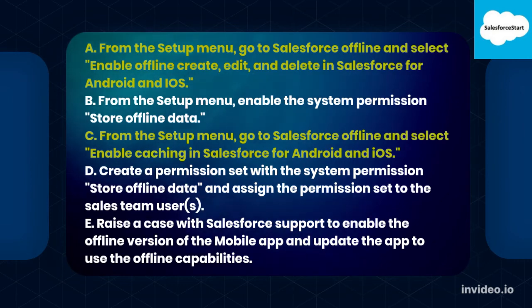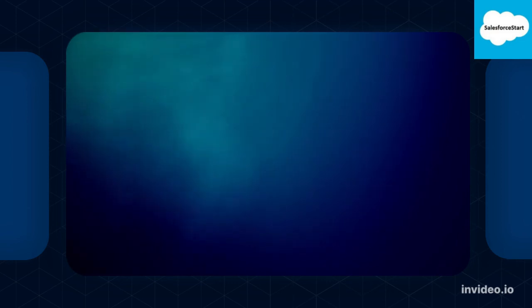The answer is options A and C. A. From the Setup menu, go to Salesforce Offline and select Enable Offline Create, Edit, and Delete in Salesforce for Android and iOS. C. From the Setup menu, go to Salesforce Offline and select Enable Caching in Salesforce for Android and iOS.